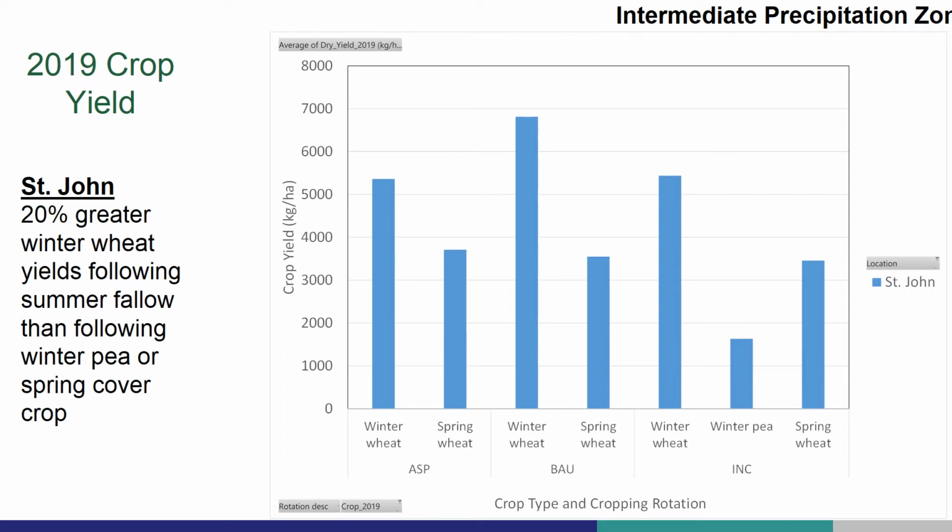The greatest yield was the winter wheat in the business as usual rotation. So this is winter wheat following fallow, and this was 20% greater than winter wheat following cover crop here in the aspirational, and winter wheat following winter pea here. The spring wheat yields were about the same in all three. So there's a 20% hit, potentially due to water shortages.